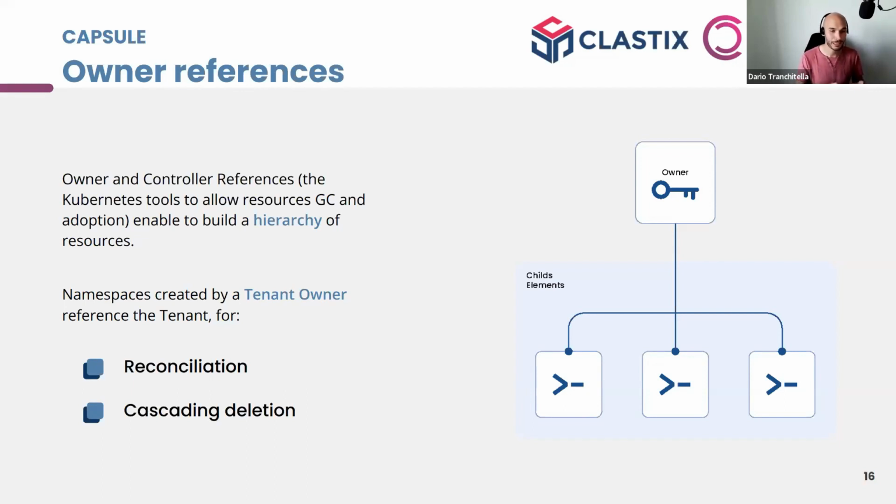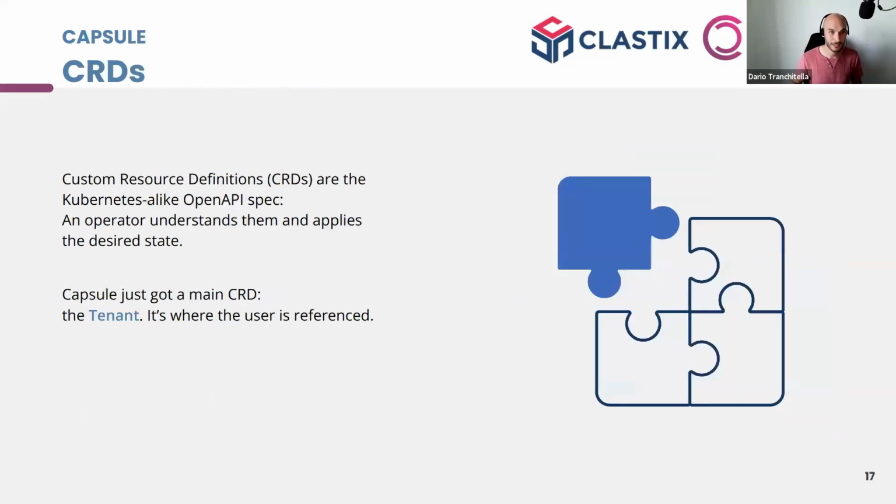And this is really cool because we are getting for free the reconciliation of the resources that we have to replicate across all the namespaces. And also we are getting the cascading deletion. So if you delete the tenant, all the namespaces are going to be deleted automatically.